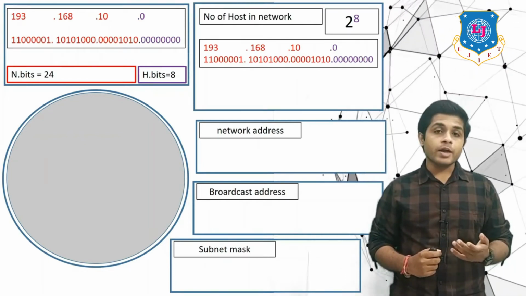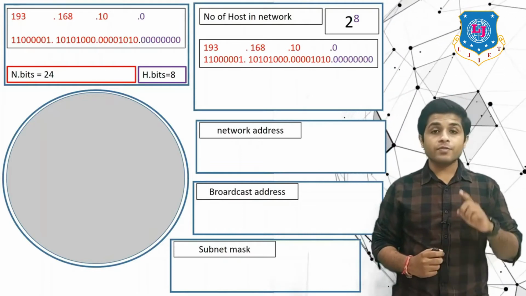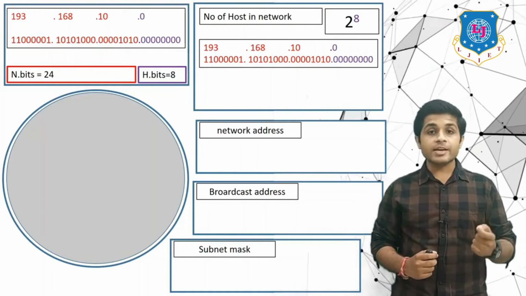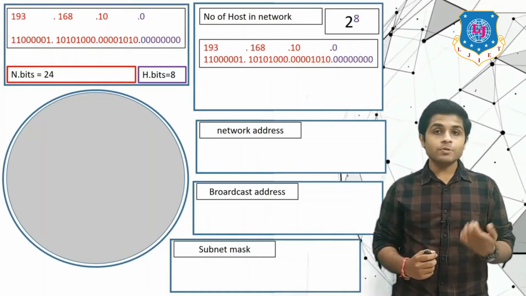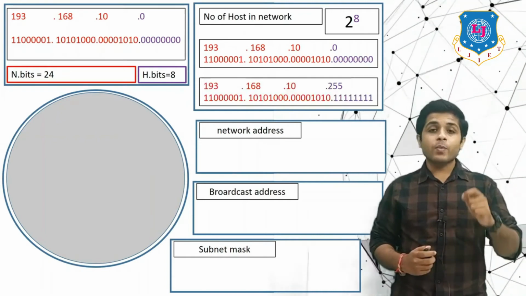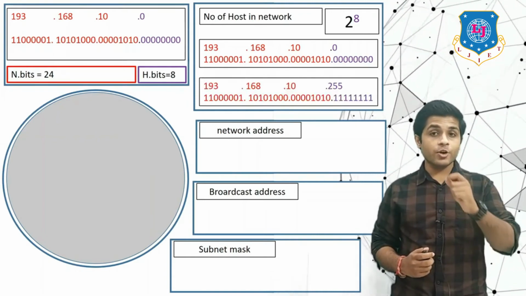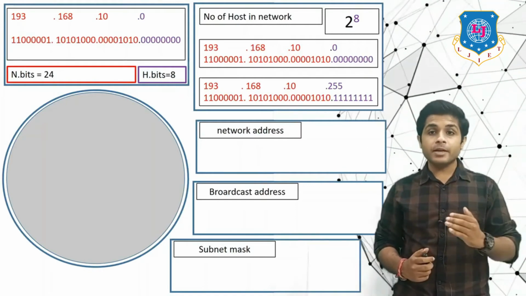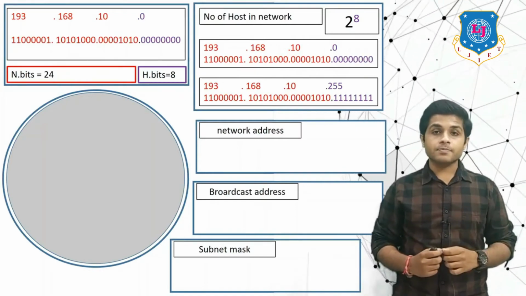Now I want to find the last IP address of the same network. To find the last IP address, we will set all the host bits to 1, and you will get 193.168.10.255. So this is the range of the IP addresses of the given network.